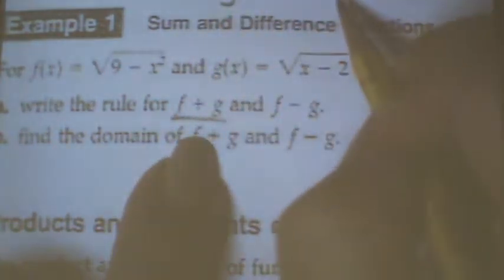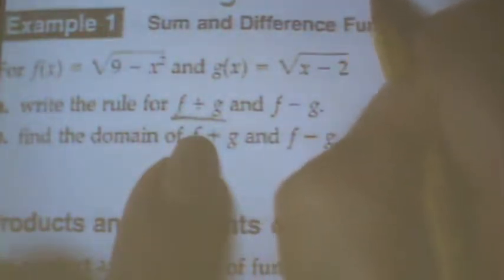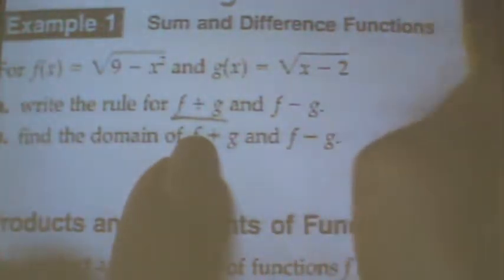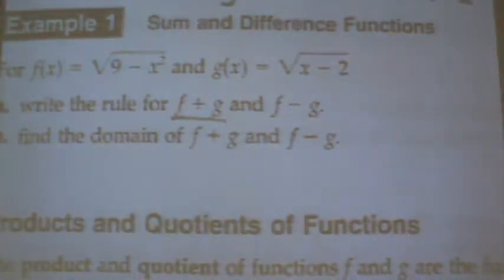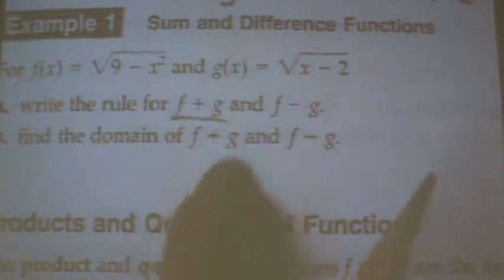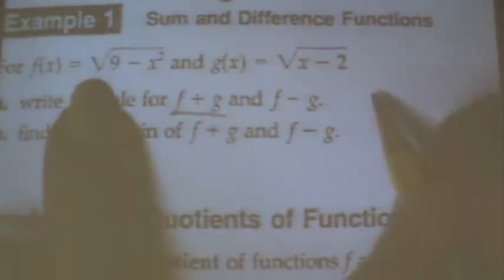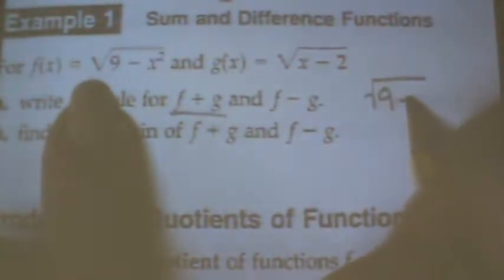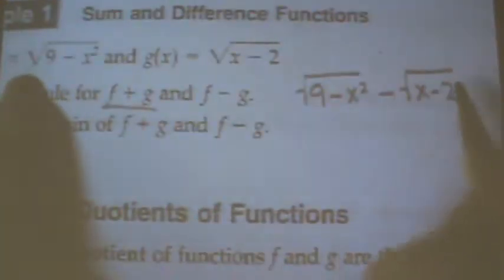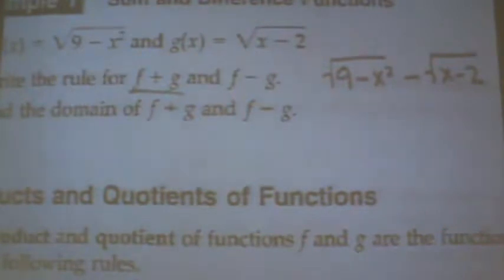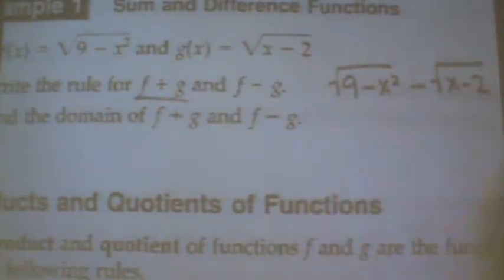I'm going to write it up here. f plus g is going to be the square root of 9 minus x squared plus the square root of x minus 2. That's the answer. What would f minus g be? Root 9 minus x squared minus root x minus 2. Okay. Now, there's nothing you can do to simplify those. It's just an ugly answer.